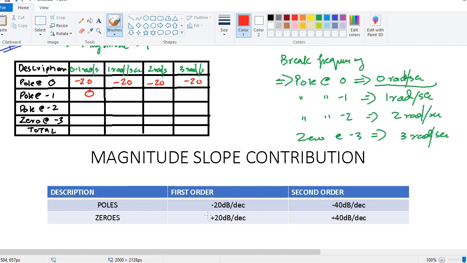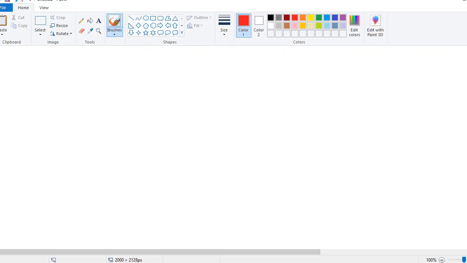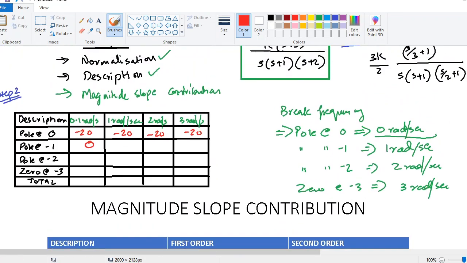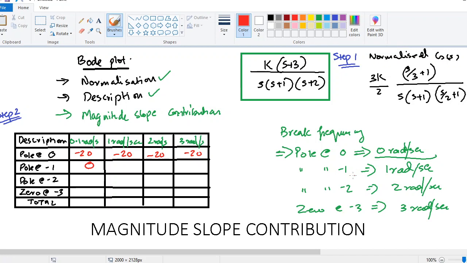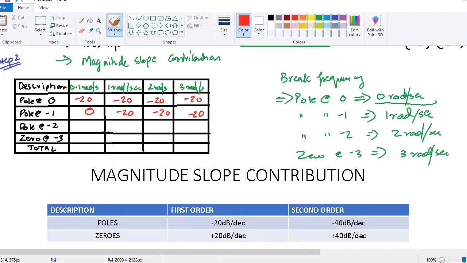And what is the break? It will be minus 20 because it is a first order pole term, right? Where do you get it as a first order pole term? If you go right back up to where we did it, where did this pole at minus 1 come from? It came from s plus 1, and s plus 1 is a first order term. So it's minus 20, minus 20, minus 20, and this is because we know that it has to go all the way to the end.